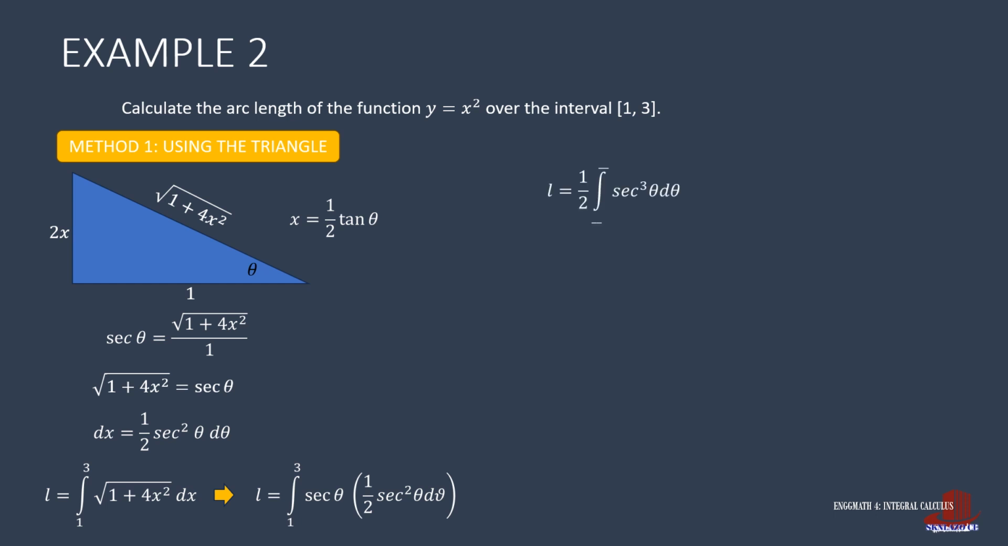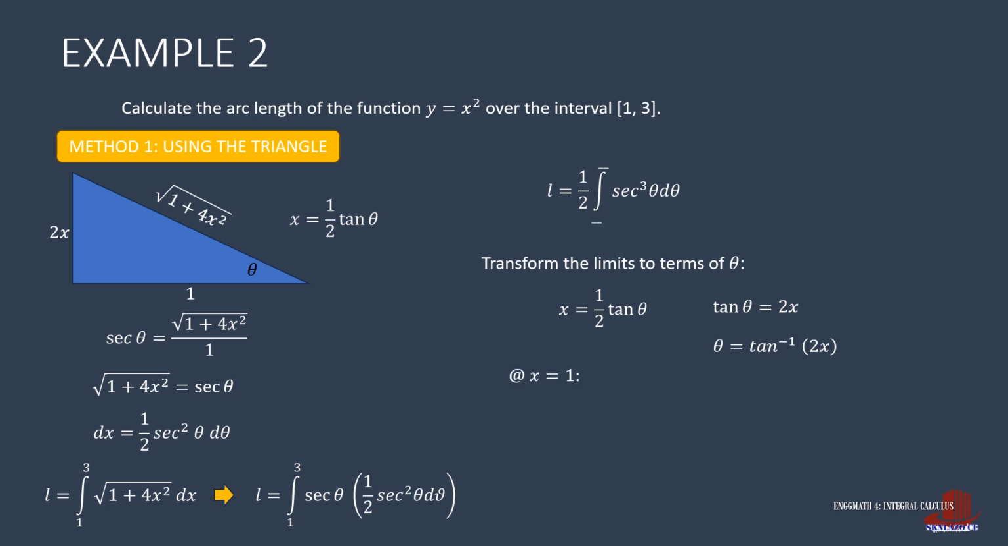Simplify this as half of the integral of secant cube of theta d theta. This time, we will leave the limits blank, as we should also transform them into terms of theta. We do just that using x as half of tangent theta, where tangent of theta is 2x, and theta is extracted as arctangent of 2x.